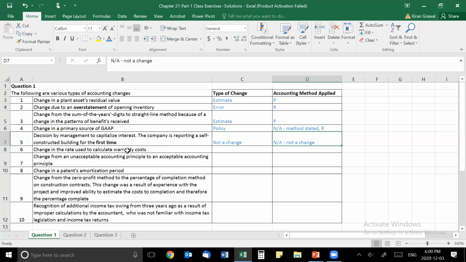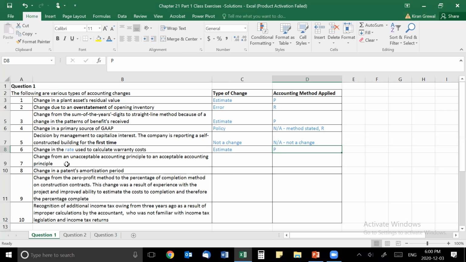Next one, change in the rate used to calculate warranty costs. Okay, so you're changing the rate used to calculate warranty costs. We don't have enough information to explain whether this is an error, but it looks like they're just changing the rate. Maybe they're saying 5% of sales and now they're saying 10% of sales. Okay, so that would be an estimate change. Estimate changes are always prospective.